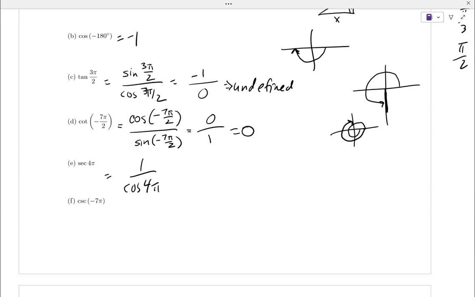So we need to figure out where 4 pi lands, right? All right, that's not too bad. All the way around is 2 pi, so I got to go one more time. So we're on the positive x-axis, right? We're this way. So what's cosine going to be that way? 1, yeah. Good.